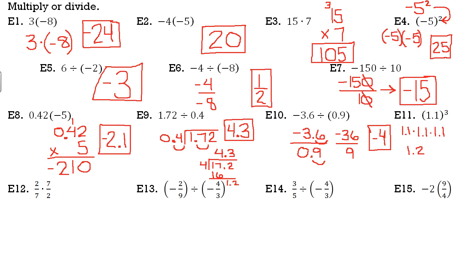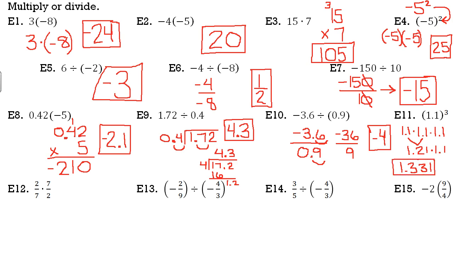You've got 1.21 if you multiply the first time around. And then you're going to have to multiply by another 1.1. So 1.21 times 1.1 should get you 1.331, I hope. All right.